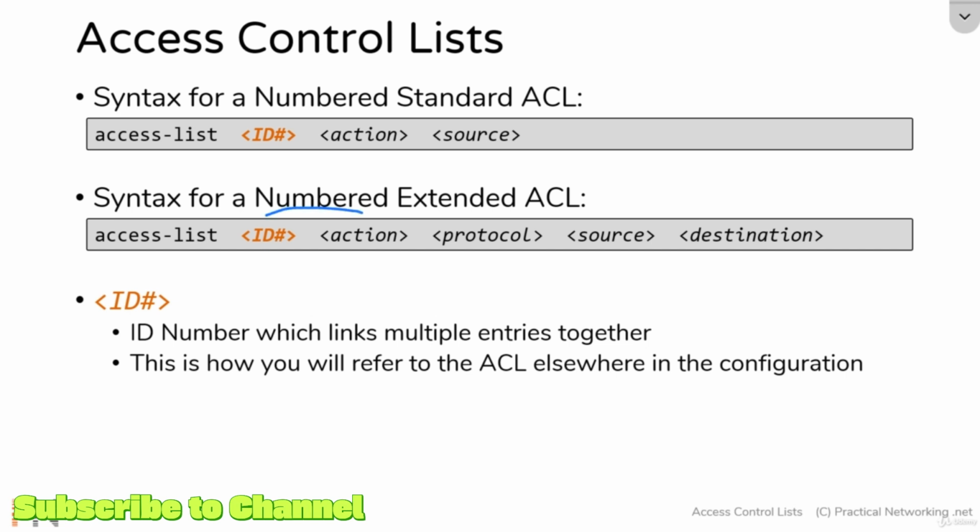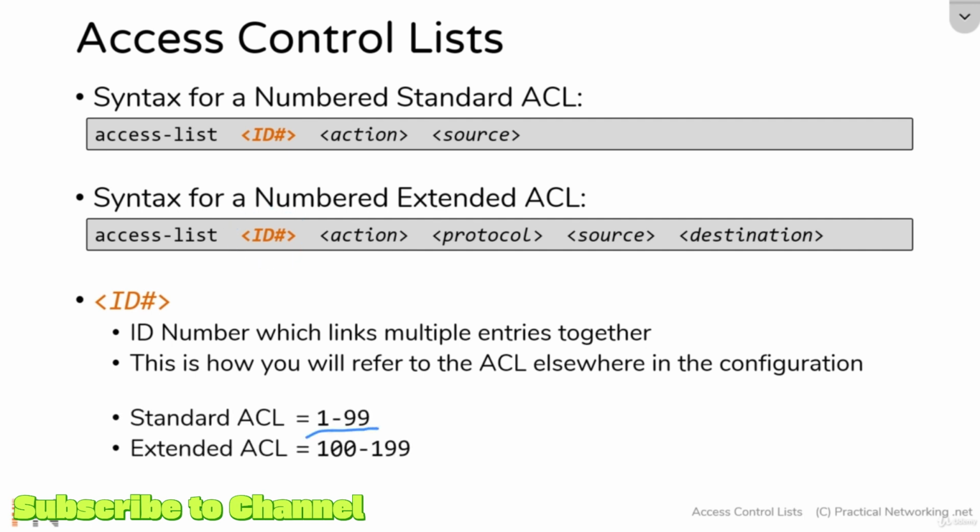In a numbered access list, this ID number must be a number, but the number you choose is very significant. If you choose the numbers 1 through 99, you're configuring a standard access list. And if you choose the numbers 100 through 199, you're configuring an extended access list. That's how you determine whether you're configuring a standard or extended access list. It's based upon the ID number that you use. This means that you can configure about 100 of each type of access list on every Cisco router. Typically, you won't need more than that.